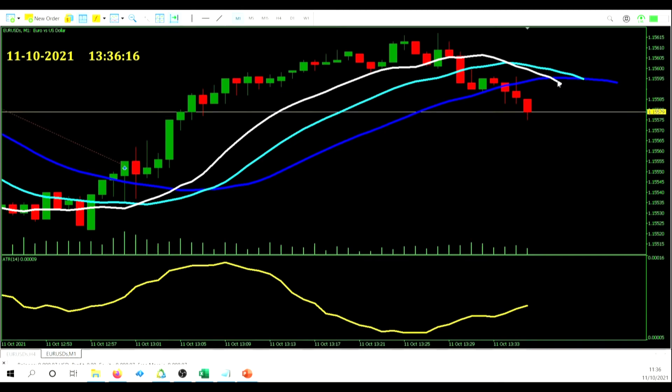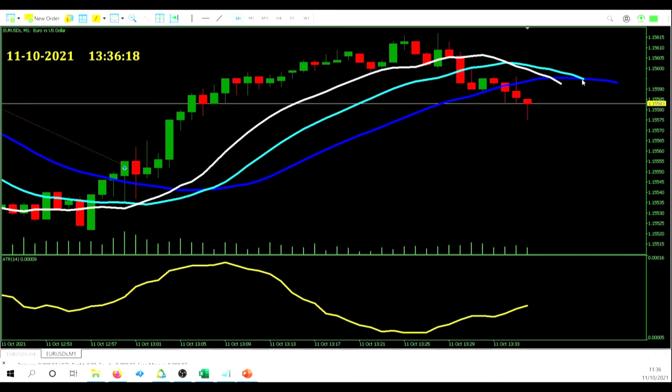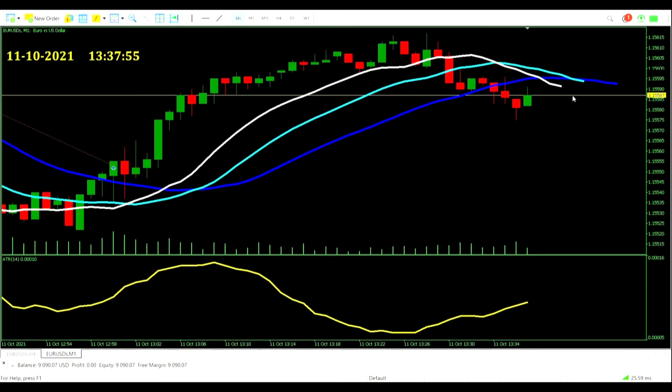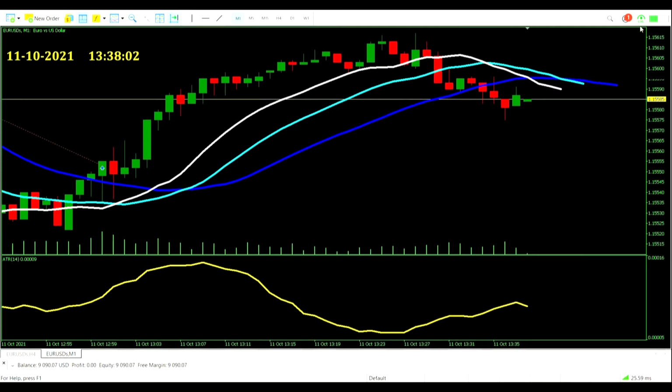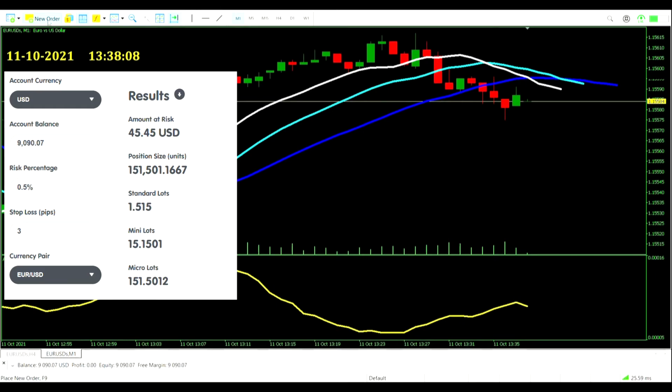We've got the lips over the jaw. The teeth are bang in line with it at the moment. Here comes that close. Even though price turns green, we got the entry. 1 pip there is the reading exactly. So we'll go to 3 pips for our stop loss. Can see the risk calculated on the screen now.